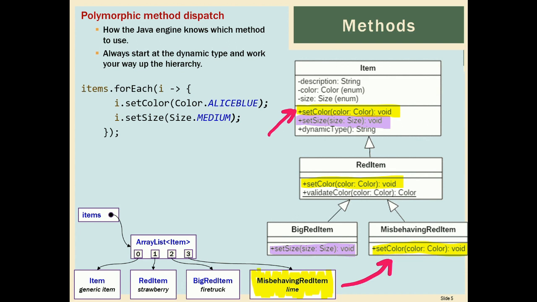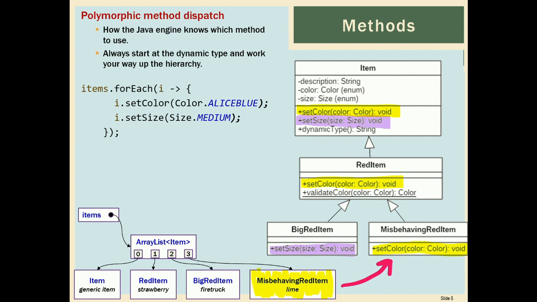So we're talking about a series of overrides. First, the red item overrode the code of setColor from the item class, and then the misbehaving red item overrode the code of the red item to allow other colors to be part of a misbehaving red item.